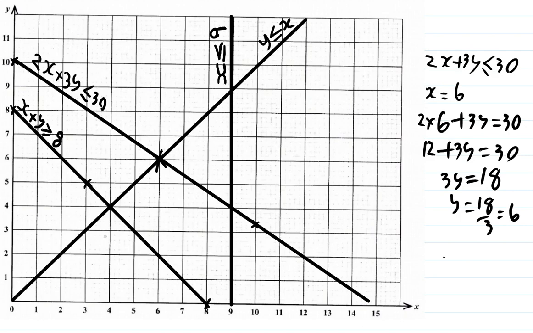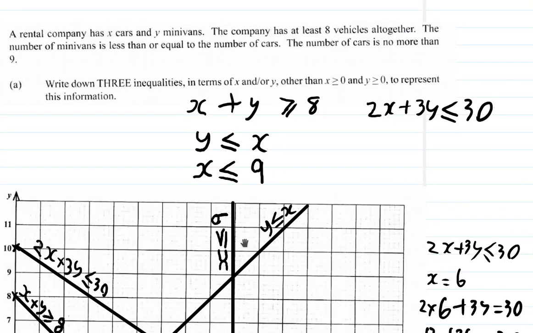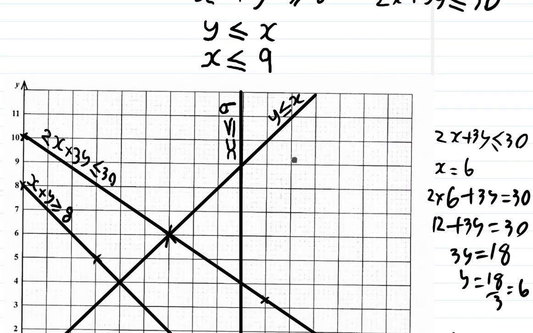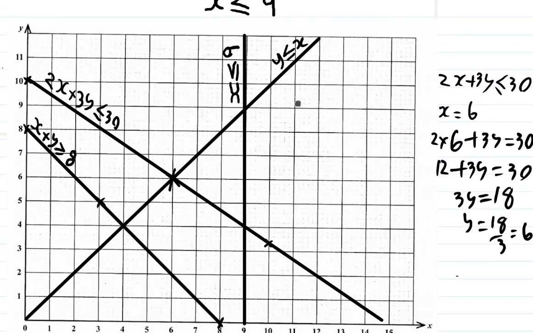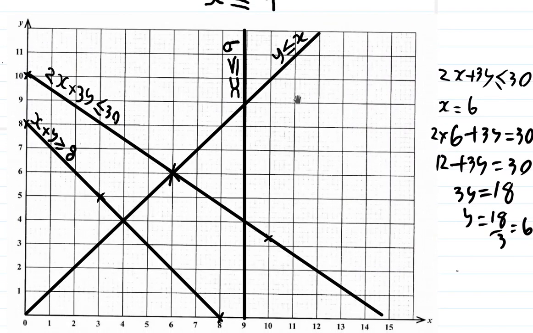Hold on, let me see something here. We have x plus y greater than or equal to 8. So when x is 0, y is 8. When y is 0, x is 8. So we have this line.